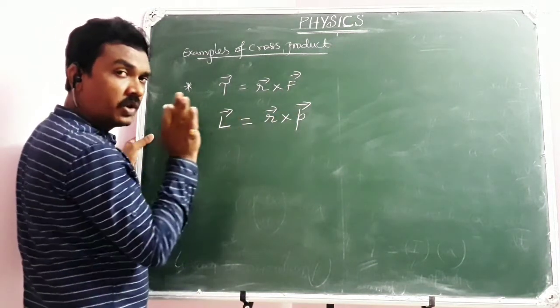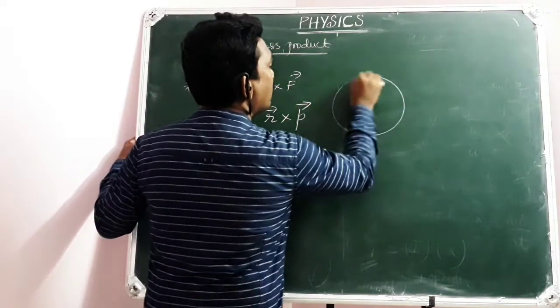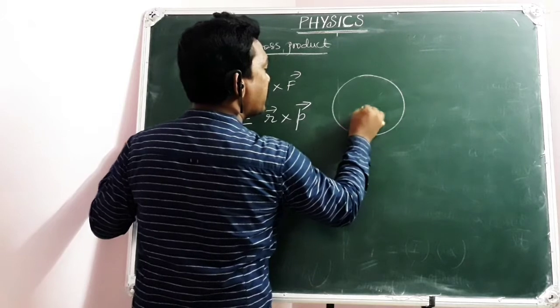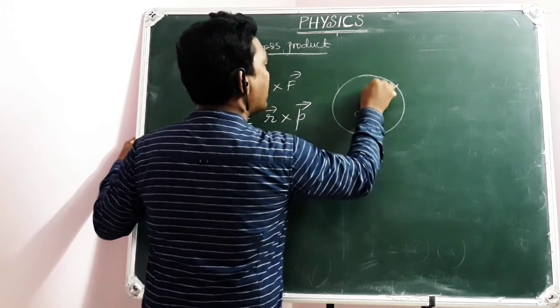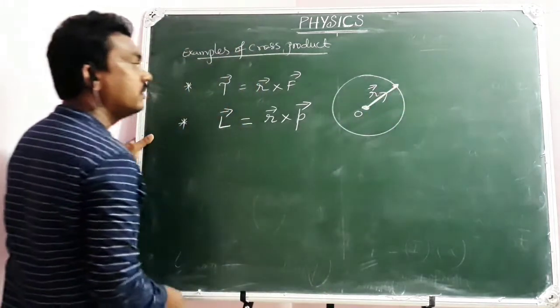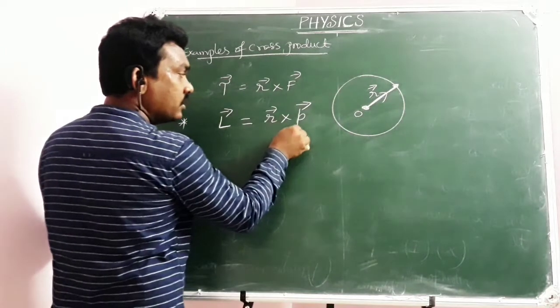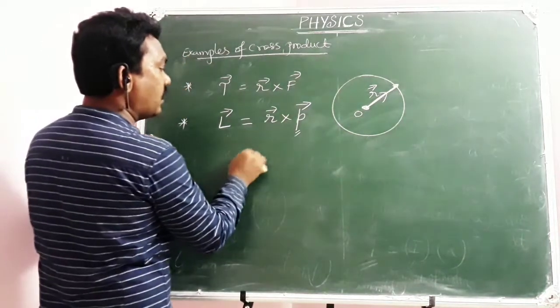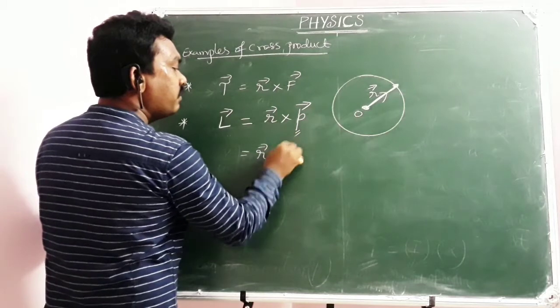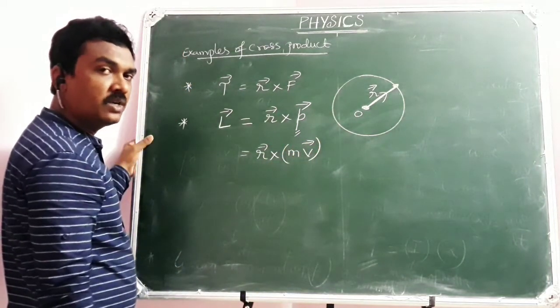R bar is the radial vector defined away from the fixed point. Hope you don't have doubt, because we have explained even in the case of torque, R bar is the radial vector away from the fixed point. So L bar equal to R bar cross P bar. So then what is P bar? You may get doubt. P bar means M into V bar.